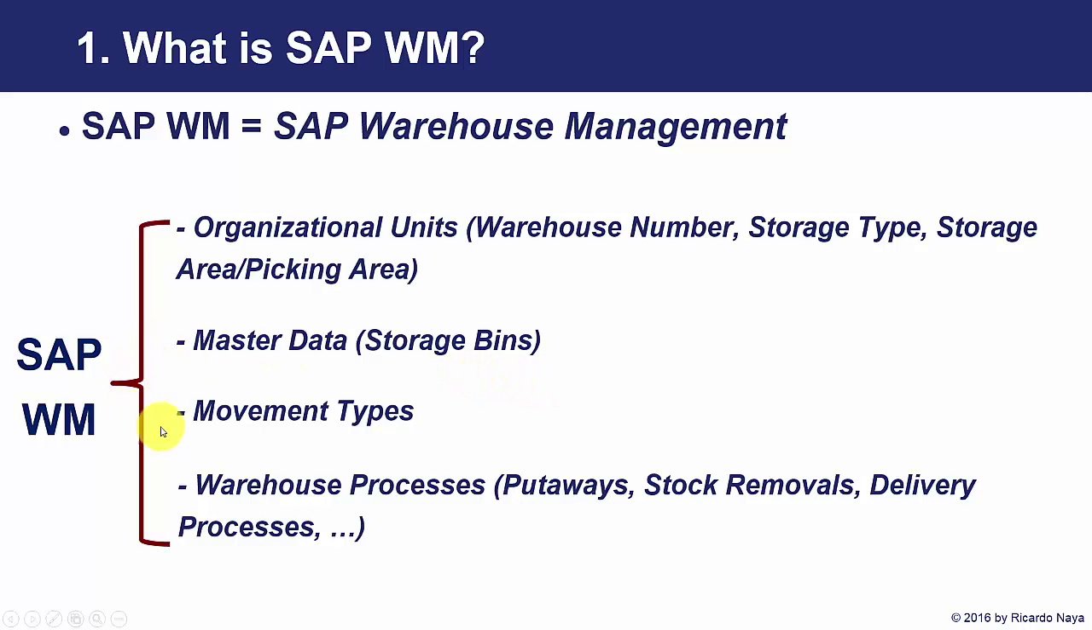We are going to have different movement types. In addition to the ones we use in inventory management, we are going to need some SAP WM movement types for moving the different stocks around the warehouse. And so we are going to have different warehouse processes for entering or retrieving some stock from our warehouse, like putaways, stock removals, or delivery processes.